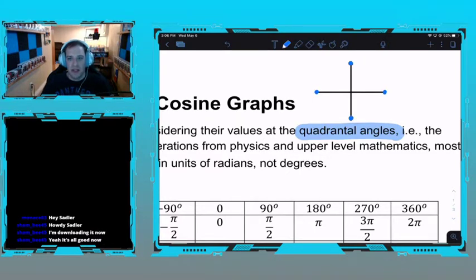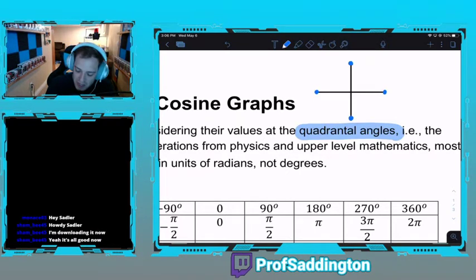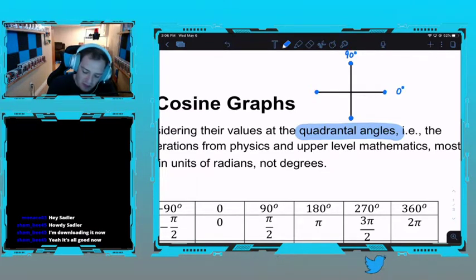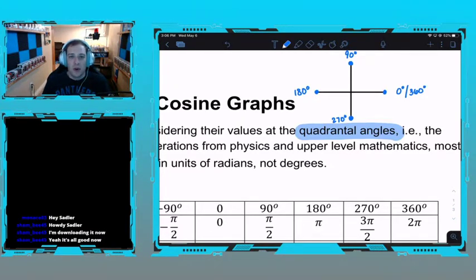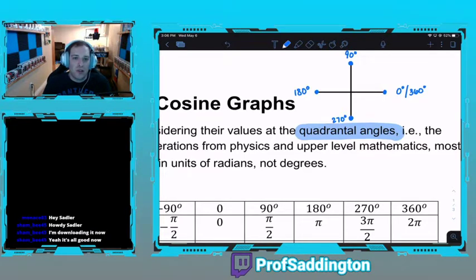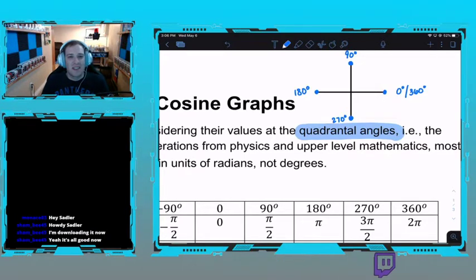And I wrote all these angles down before. Like the first angle is at 0 degrees. The second angle up top is at 90 degrees, 180, 270. And if you go all the way back to the beginning, we're going to be back at 360. Those are all known as the quadrantal angles because they're not necessarily in the quadrant, it's on the lines.